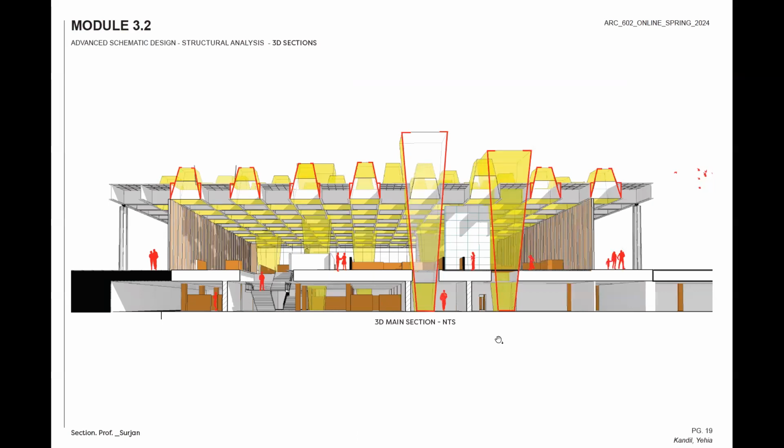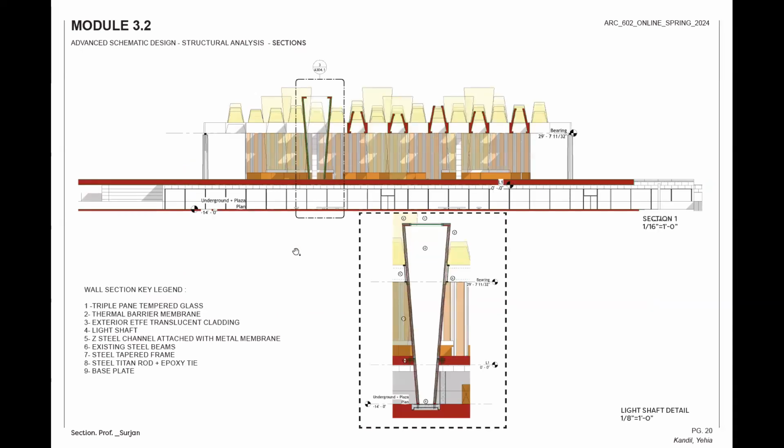And that's a 3D main section showing the two floors and how the light shafts are going to penetrate the slab, but on the upper level they are still the same as the roofscape as it is, presenting the light inside the museum from the inside.